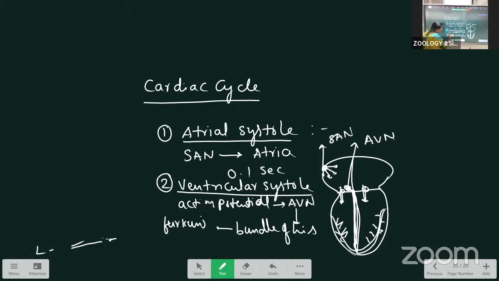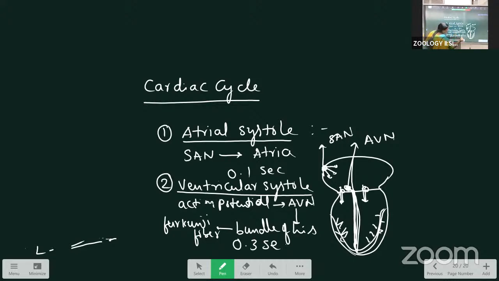Purkinje fibers. Like this, the electrical impulses reach from the bundle of His to the Purkinje fibers. Then the ventricles can contract at a time. That process is called ventricular systole. The duration of ventricular systole is 0.3 seconds.